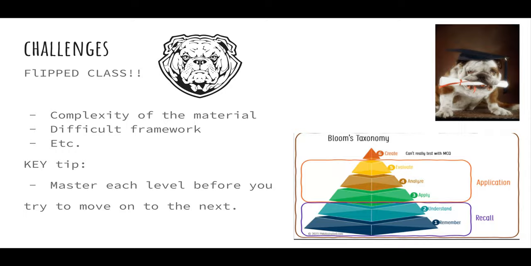Honestly, with Bloom's taxonomy as a whole, I feel like some of the challenges might be the complexity of material and difficult framework. For example, if you get to a certain step and you just don't know how to move past it, you can't keep working your way up. And that's why I think a big tip is to make sure you master your level. Do not try to move on until you can get that level passed.